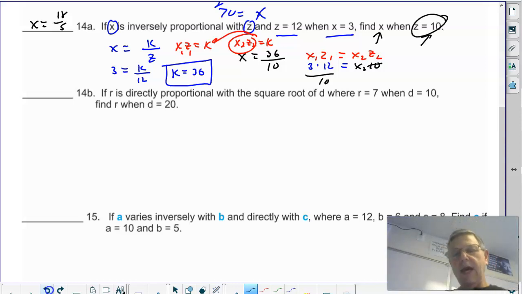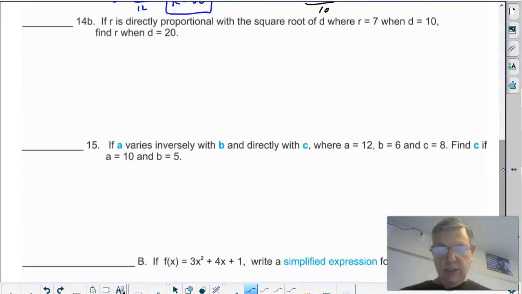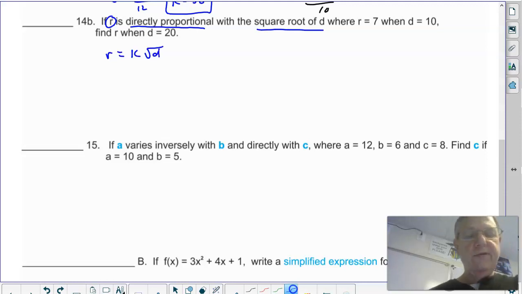One way is finding k, and then using k in the formula again to get the second situation, or make a proportion. 14b can be done the same way, so I'll show it as well. All right, r is directly proportional to the square root of d, so k times the square root of d. So once again, I have to figure out the value of k if I do it this way. All right, r is 7 and d is 10.